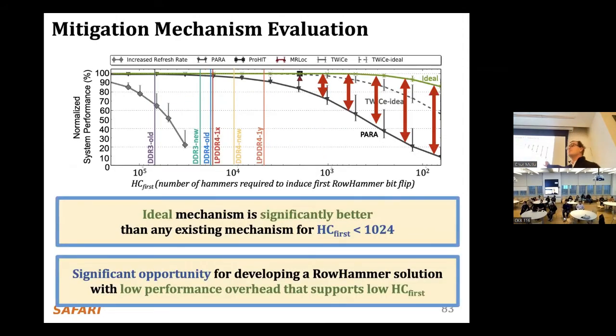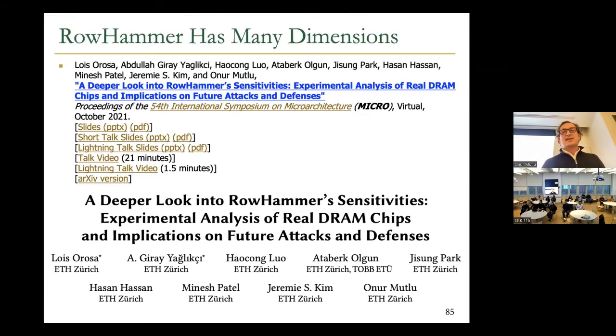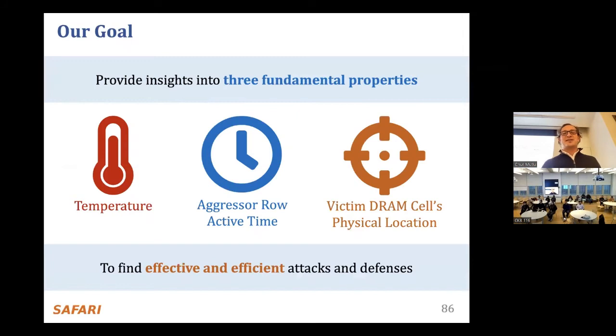A lot of these works assume that you know exactly when a bit flip will happen. Right? But whether or not a bit flip will happen is dependent on many conditions. It's dependent on temperature, it's dependent on aging, it's dependent on many things, and we need to understand these. That's why we had a deeper look at RowHammer sensitivities. I'm going to mention this relatively quickly. Basically, we studied temperature, aggressor row active time. I'm going to skip this because I have something else to talk about, and then physical location. And we see significant dependence on these parameters.